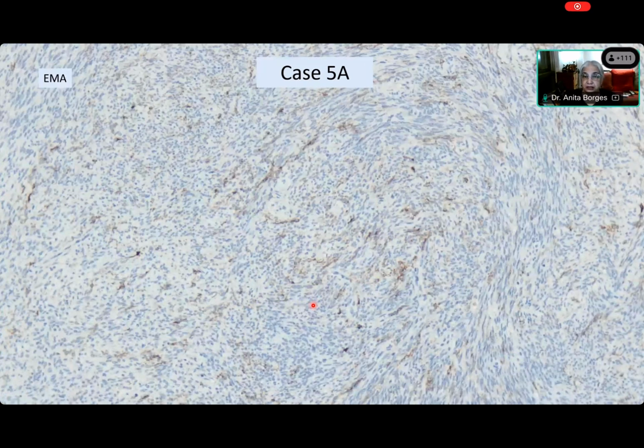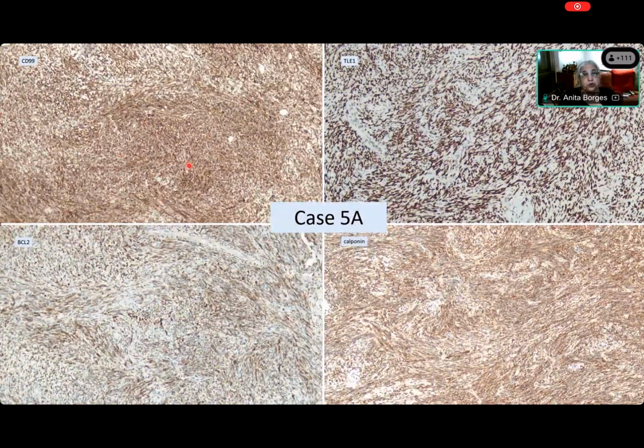Similarly for EMA, and sometimes the EMA is better than the cytokeratin. You see some of the spindle cells with a very weak and focal EMA. Now we can see what I was telling about. CD99, that's MIC2, and it is very densely positive in this case. In synovial sarcomas, we normally want to see CD99 as membrane and cytoplasmic. You just don't see a good membrane in synovial sarcoma, and still you read it as positive.